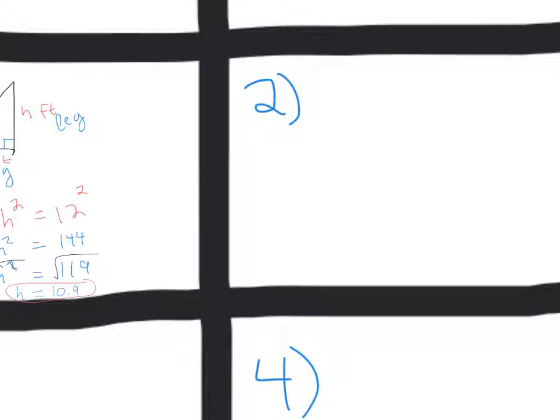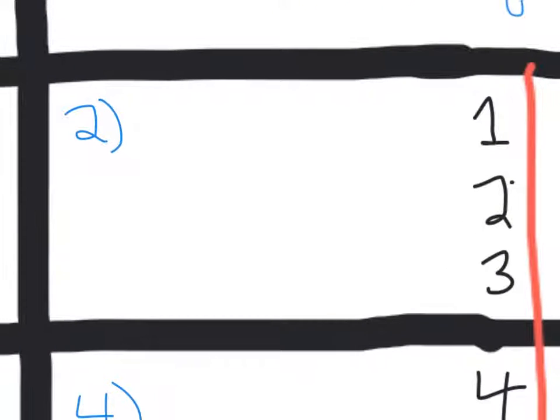Okay, let's take a look at number 2. Same type of deal. Let's go ahead and draw that right triangle. And we've got 15 here, and this is in feet. x feet. And 6 feet. So nearly identical problem.